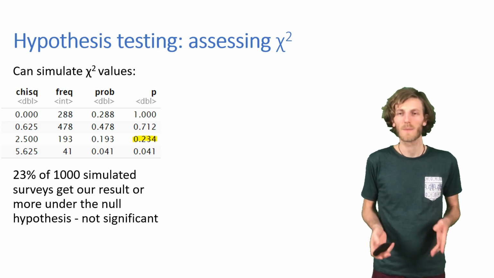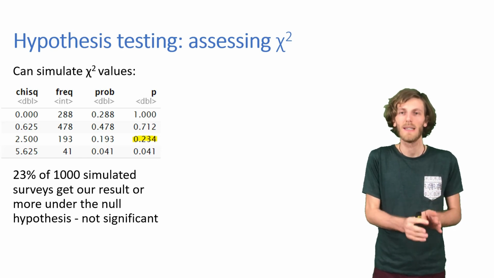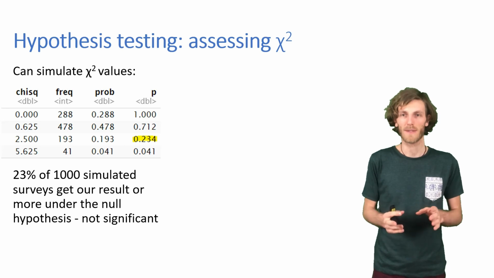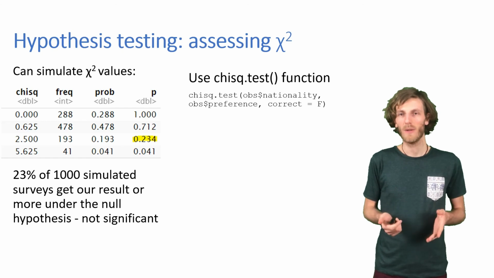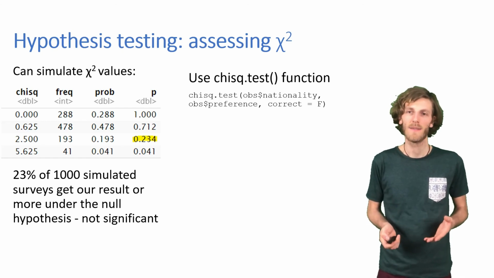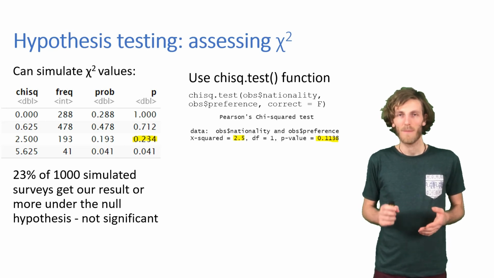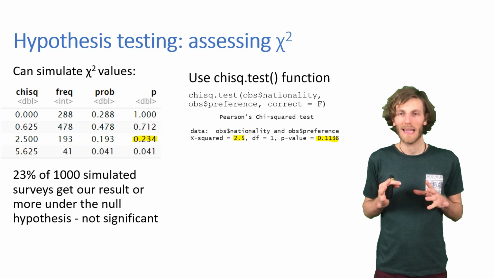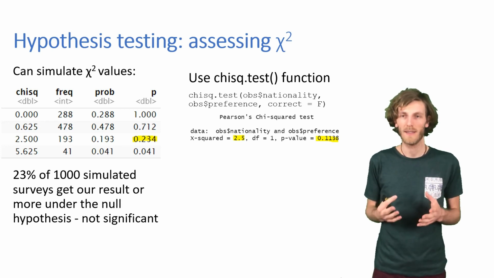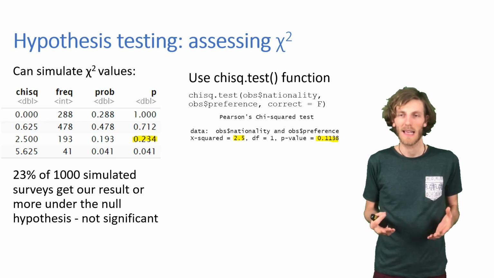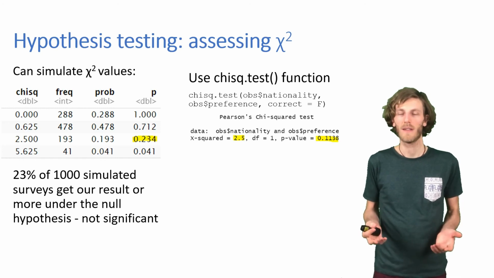So clearly we would conclude our observation does not give us evidence that there is a significant difference in ice cream preferences. That would be the simulation route. We can just use the chi-squared test function in R, but that's not great, because it assumes that the chi-squared statistic would be continuous, which it clearly isn't. So in this particular case, it gives us a p-value that's about half of what it should be.